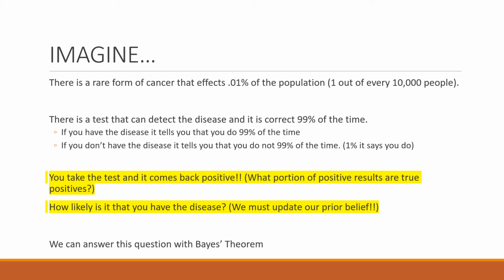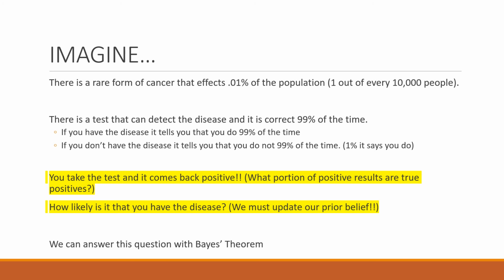Okay, so let's see. Where are we now? You take the test and it comes back positive. What portion of positive results are true positives? That is what we're trying to figure out here. I know I got a positive test, but where do I fall in my chart? Do I fall in the true positives or the false positives? I don't know. I've only taken the test once. So what should my new belief be about whether or not I have the disease?